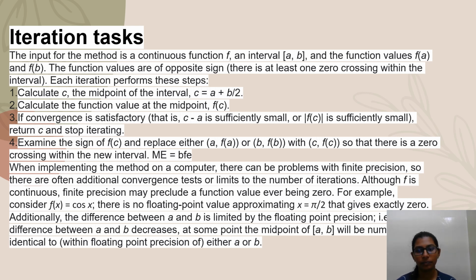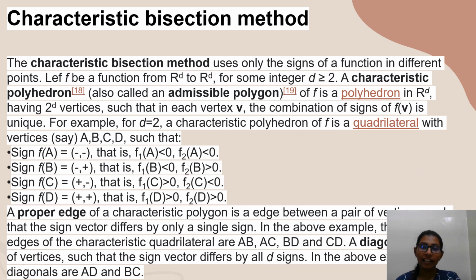Characteristics of the bisection method. The characteristic bisection method uses only the signs of a function at different points. Let f be a function from R to R to the power d for some integer d greater than 2. A characteristic polyhedron, also called an admissible polygon of f, is a polyhedron in R to the power d having two vertices such that in each vertex v, the combination of signs of f of v is unique.